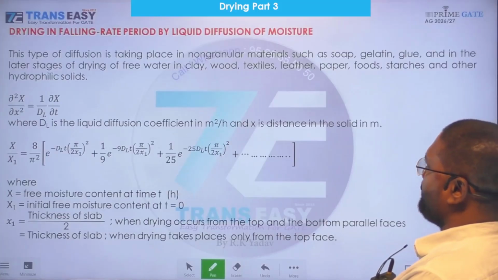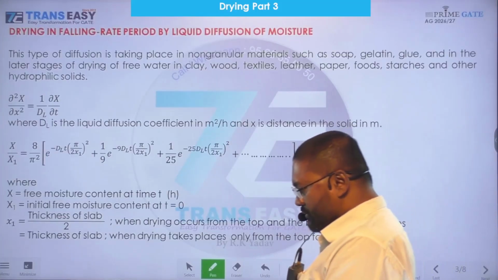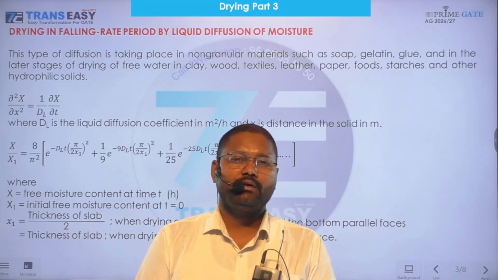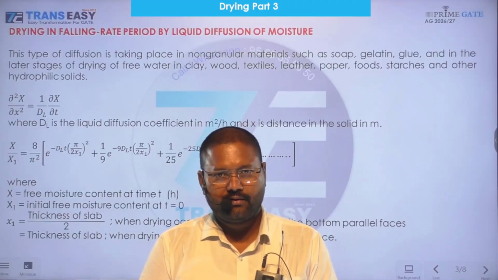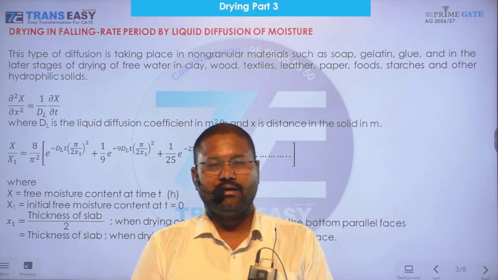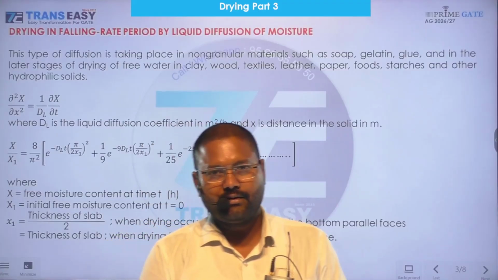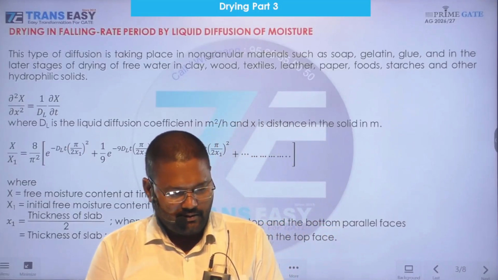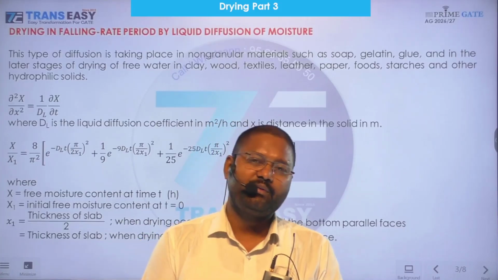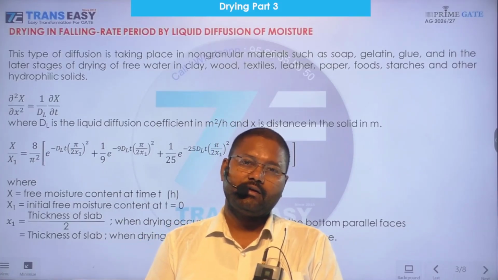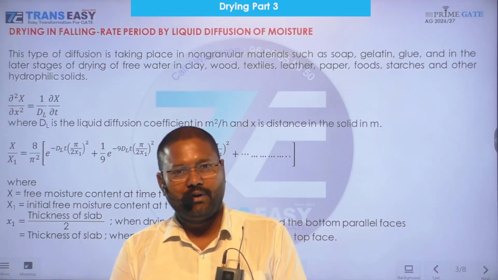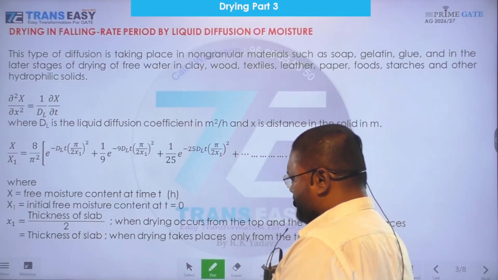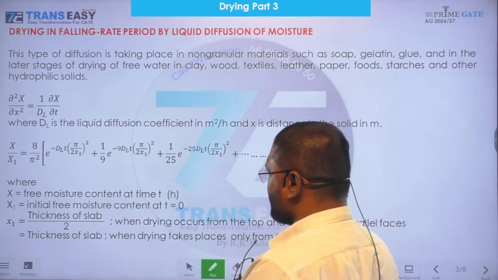Drying in falling rate period by liquid diffusion of moisture. We have two mechanisms for moisture flow in falling rate drying period. Liquid diffusion theory, that is flow of moisture by diffusion of liquid, drying by the diffusion of liquid, and by capillary flow. So first we see drying in falling rate drying period by liquid diffusion of moisture.